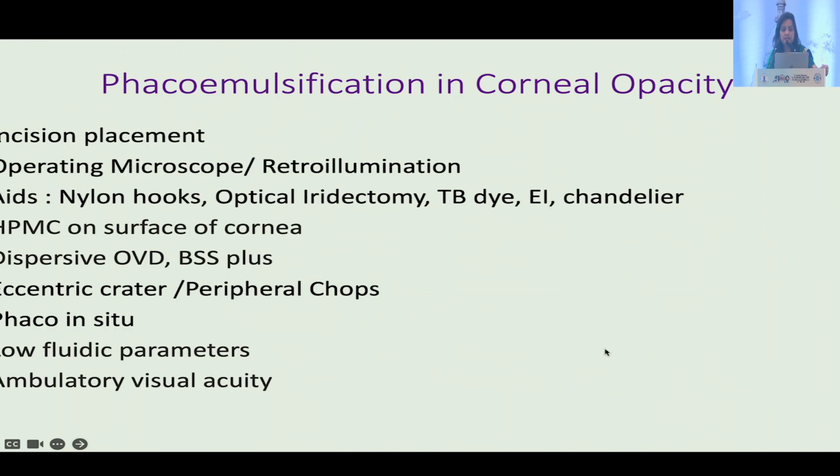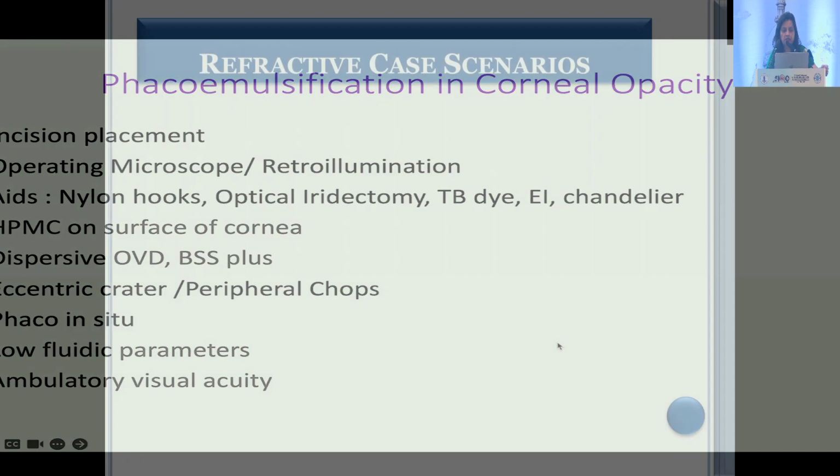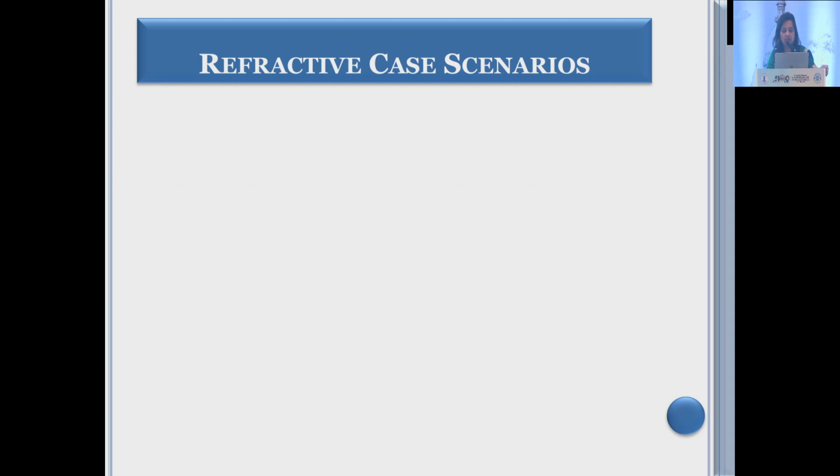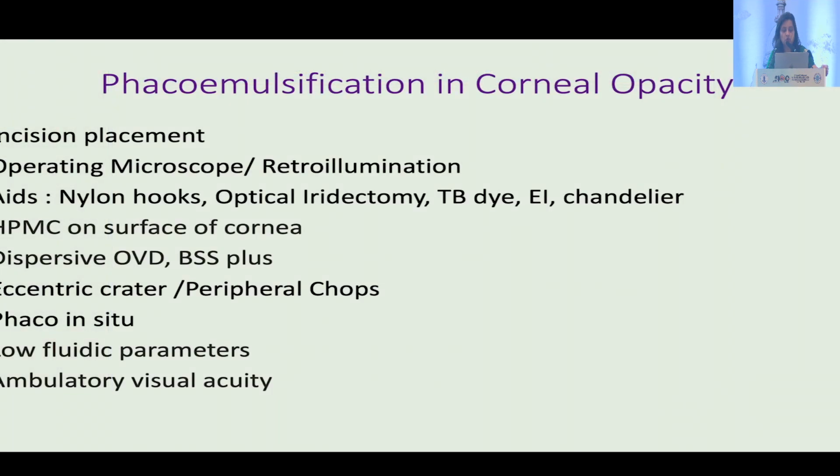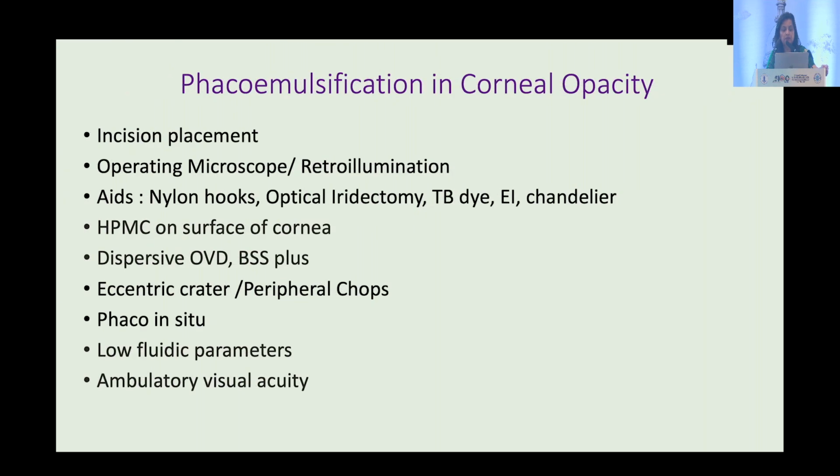So these are the tricks to summarize. Incision placement is crucial so that your clear area or clear zone is known. Microscope should always be in retroillumination. Aids are required like nylon hooks, optical iridectomy, trypan blue dye, endo illuminator, HPMC on the surface, dispersive OVD, BSS Plus preferably. You may have to do eccentric rhexis, peripheral chops.